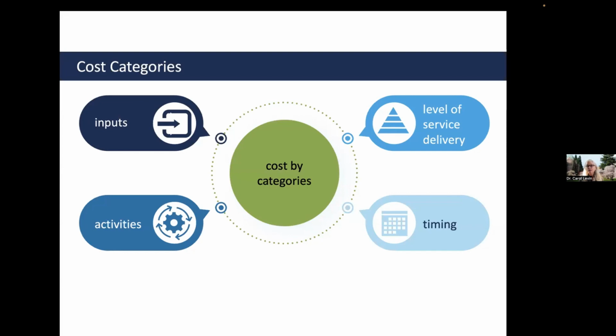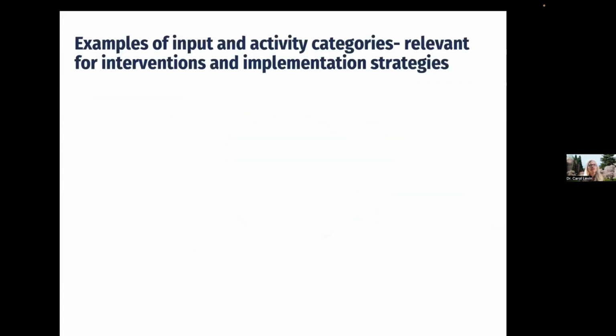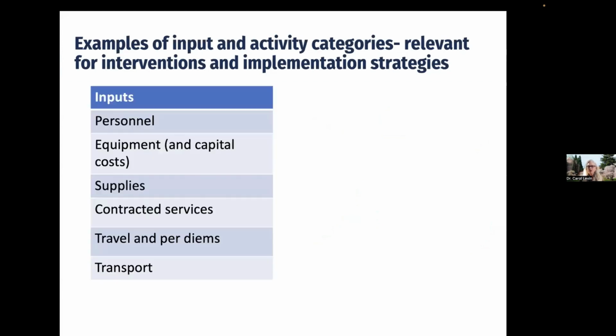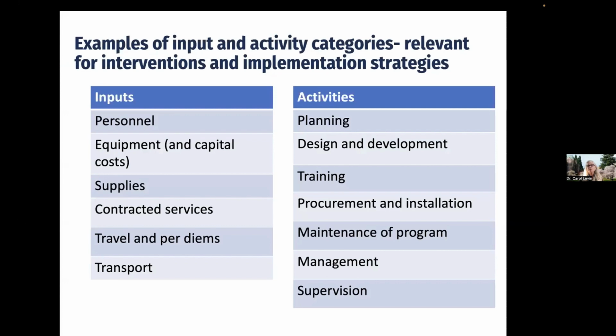In the case of implementation strategies, you may be interested in the cost per implementation phase, and we're going to be exploring that in Dr. Glasgow's presentation. So let's look at some examples of what are typical input and activity categories that are relevant for both interventions and implementation strategies. These don't really change across intervention versus implementation. So we have personnel, equipment and capital costs, supplies, contracted services, travel and per diems are often important, and transportation.